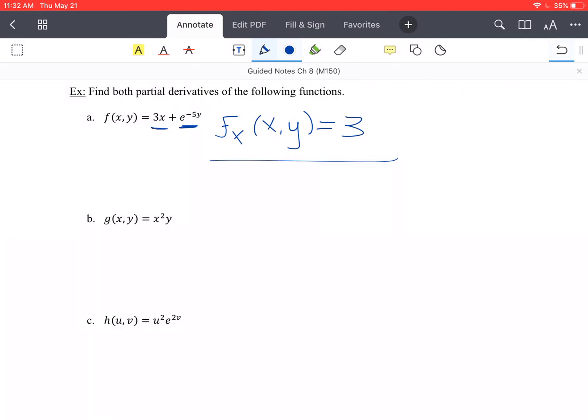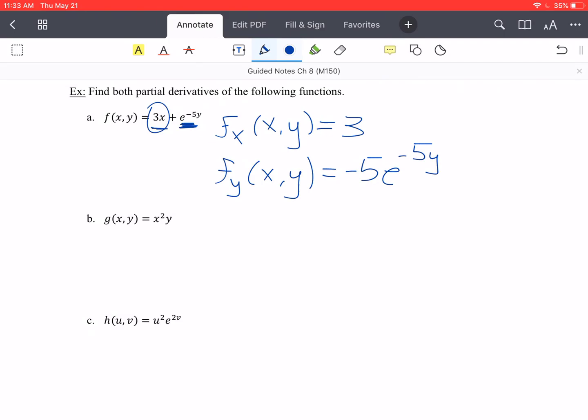It's just 3. And then for fy, well, if x is constant, 3x is constant, so its derivative is just 0. And then for this one, the derivative of e to the negative 5y is going to be negative 5e to the negative 5y, using the chain rule. Okay, so those are our partial derivatives.